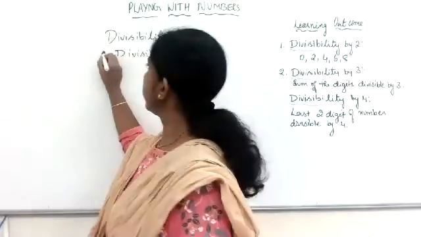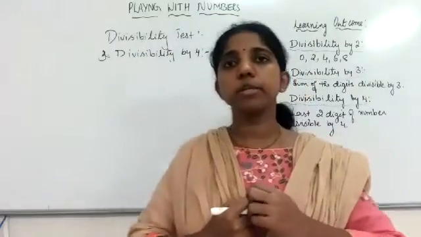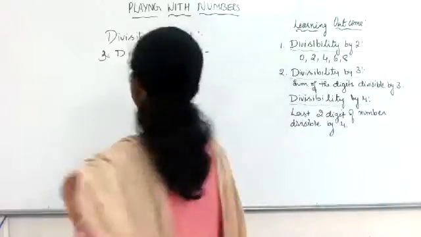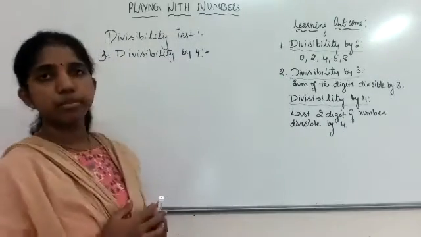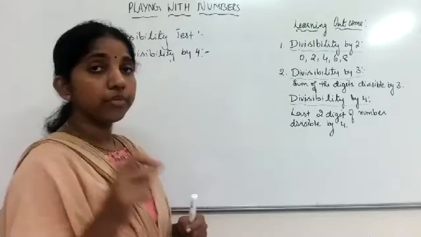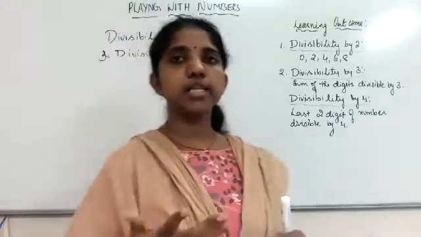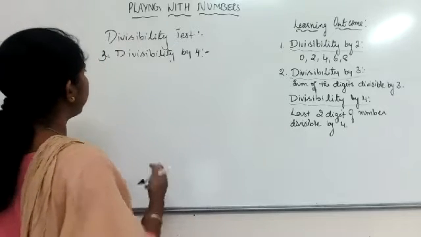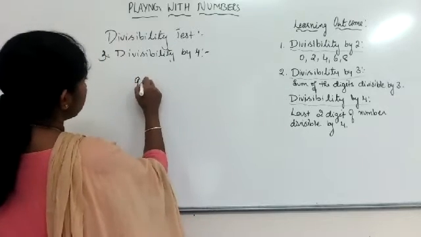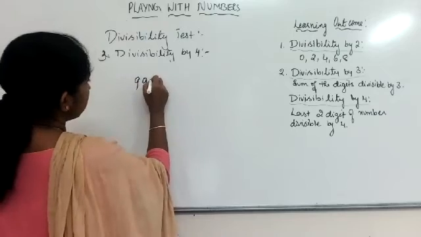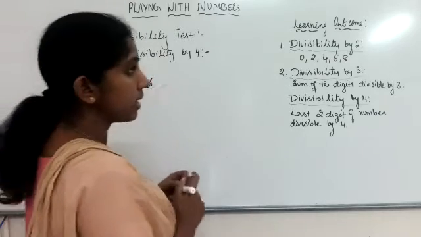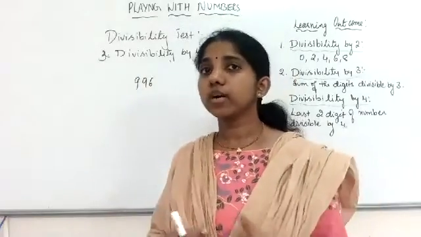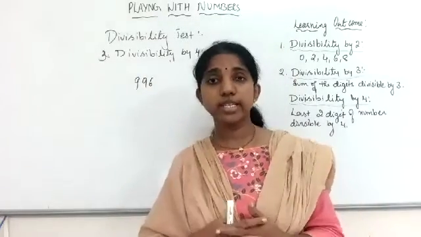Next, the third one, we are going to check whether the number is divisible by 4. So when do you say that a number is divisible by 4? Again, we have one condition. If that condition is satisfied, then we can say that the number is divisible by 4. So what is that condition? Let me take one number, 996.